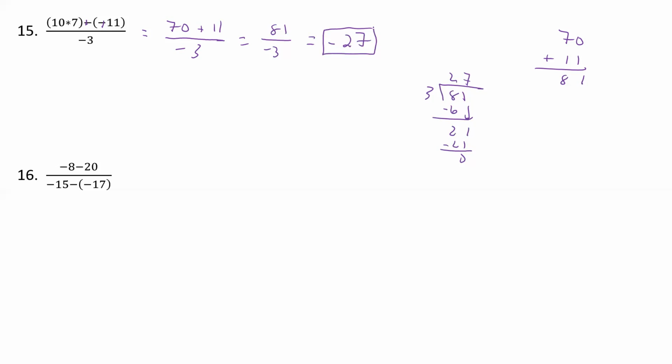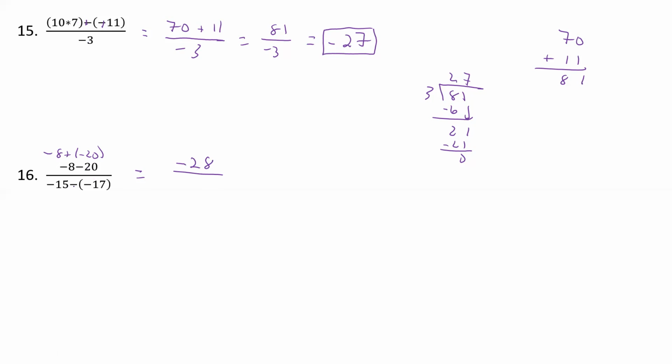Now the next one looks even easier because we have no multiplication really. We just have minus 8 minus 20. Well, that's just basically taking a minus 8 plus a negative 20. They're the same sign, so 20 plus 8 is 28. Take the sign, that's negative 28.